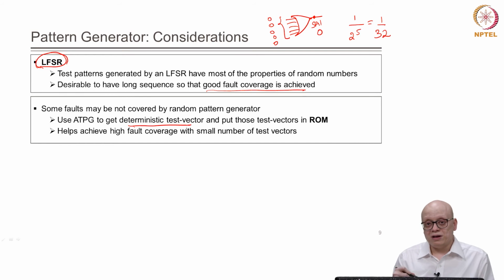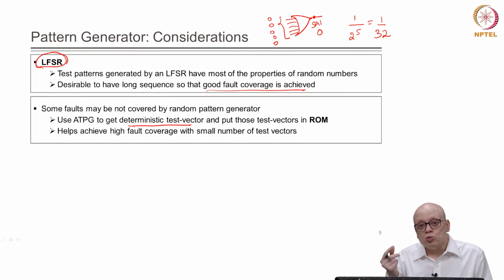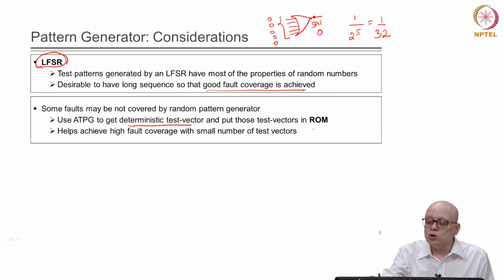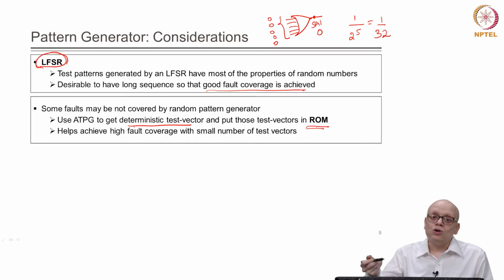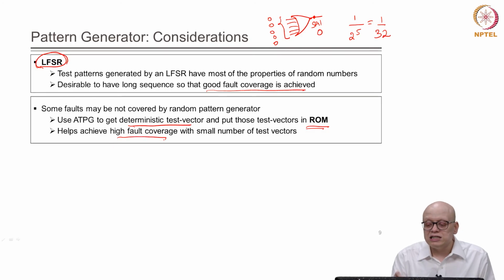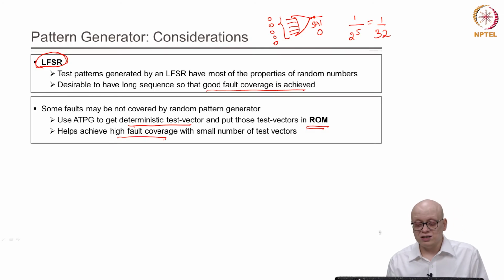So, we do not rely totally on a random test pattern generator, but we have a few test patterns which are derived using, say, an ATPG tool, and those test patterns are stored in the ROM. Those test patterns will be applied along with random test patterns in BIST based testing. Now, what will be the advantage of it? It will help us achieve high fault coverage with a small number of test vectors only.